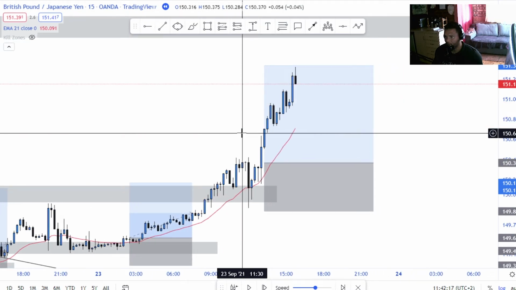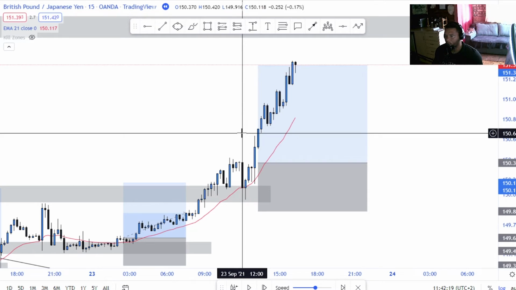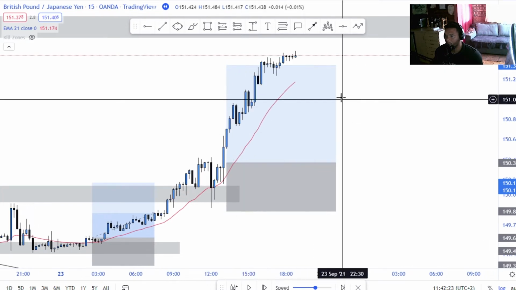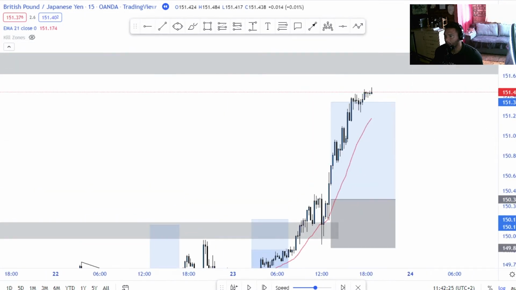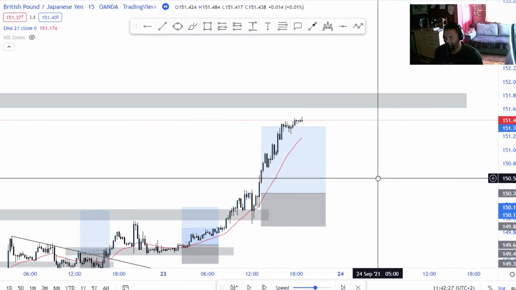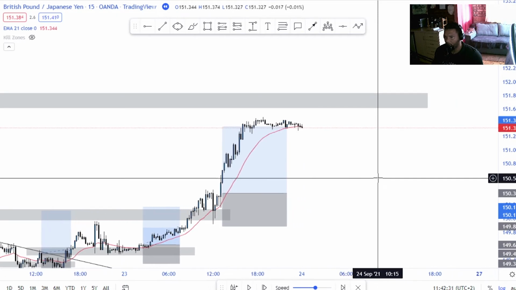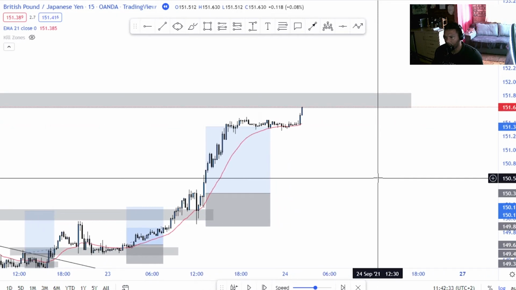So you guys can see how I'm scaling in as well. There we have a beautiful trading position, guys. Let's see how this trade goes. We take profit already. So I hope you guys understand the strategy. Let's just get one more trade in.